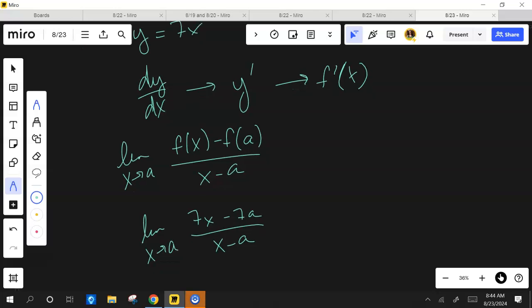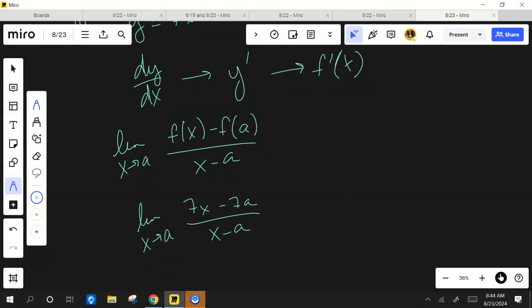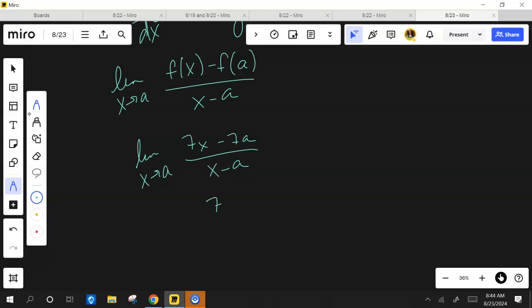All right. I can factor a 7 out here, just algebraic manipulation. 7 times x minus a.